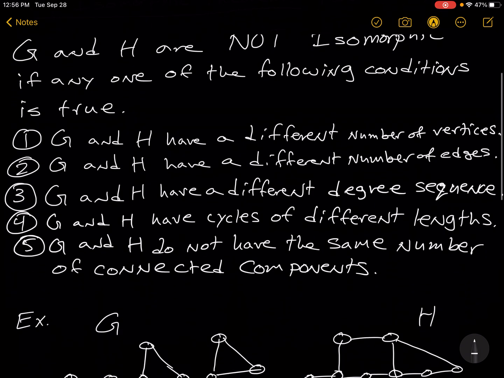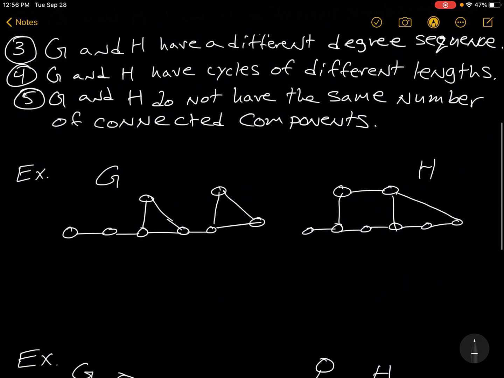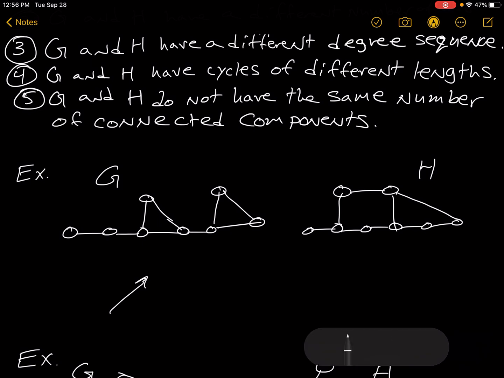All right, so let's look at a couple examples. Let's first look at G and H here. Now let's see. Are these two isomorphic? No, they're not. They fail condition 4. You can see condition 4 right up there. G and H have cycles of different lengths.